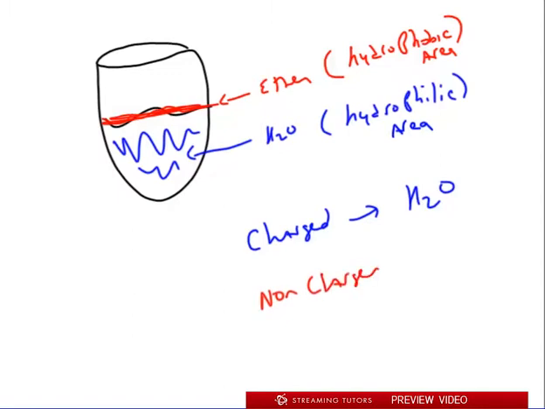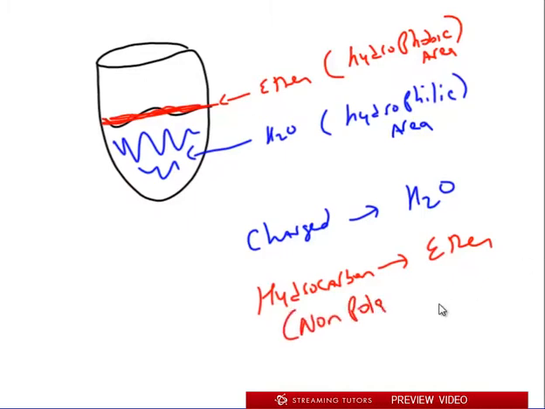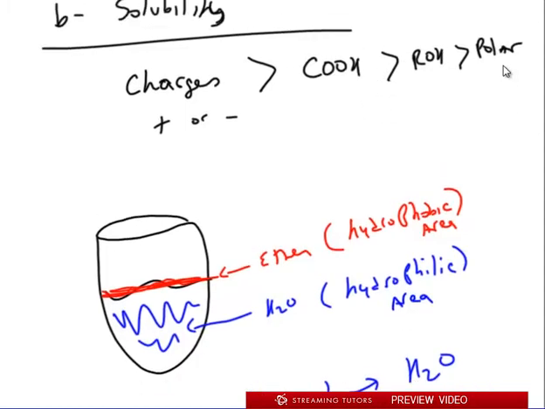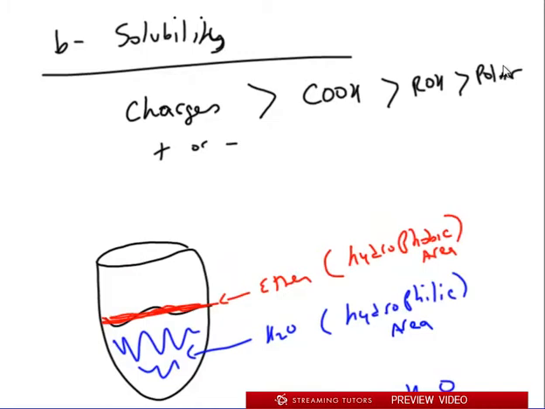Or actually, it really comes down to one thing: hydrocarbon. Hydrocarbon goes into the ether because they're hydrophobic. They're afraid of water. Non-polar goes into ether. Okay? So when you have charges, they're the best. They're going to go into the water. They're going to be soluble by going into water. Okay? And then carboxylic acid, alcohol, and then just polar things in general, like alkyl halides. The more halogens, the better, things like that.